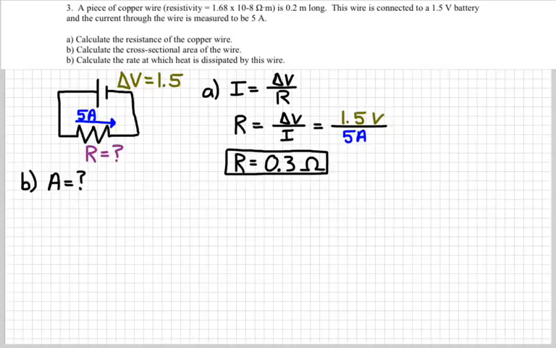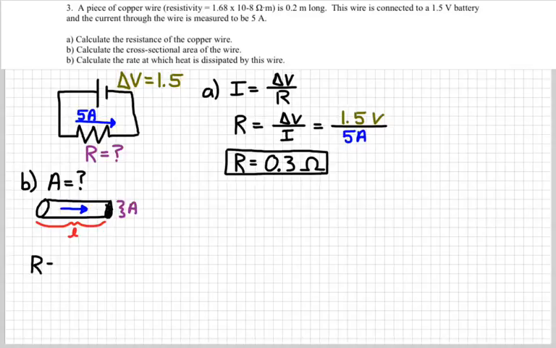So if we think about the piece of copper as being a cylinder with a current flowing through it like this, the longer the copper wire is, the smaller the current will be and the bigger its resistance is going to be. However, the bigger its area is, the wider it is, the lower its resistance will be and the more current will get flowing through it.